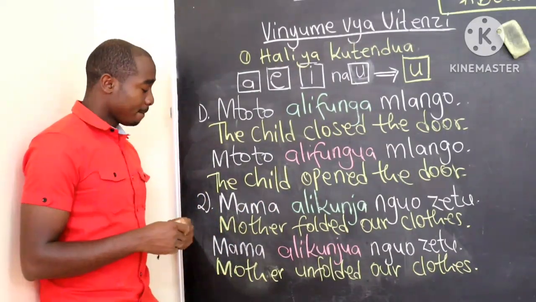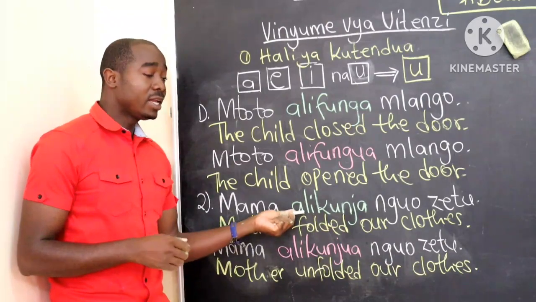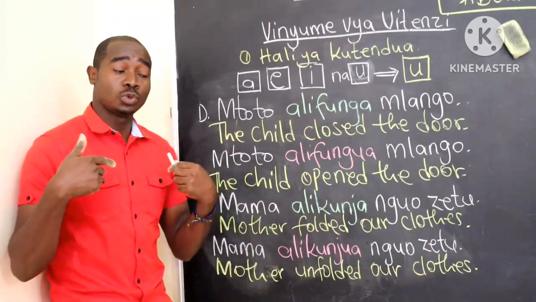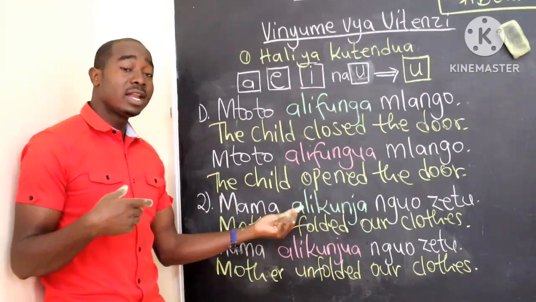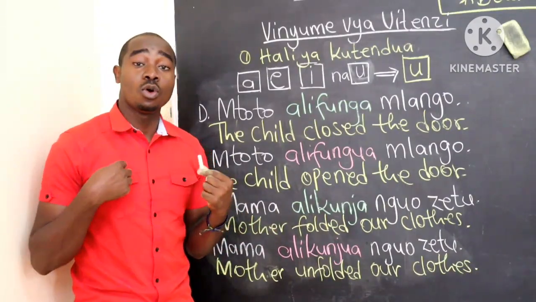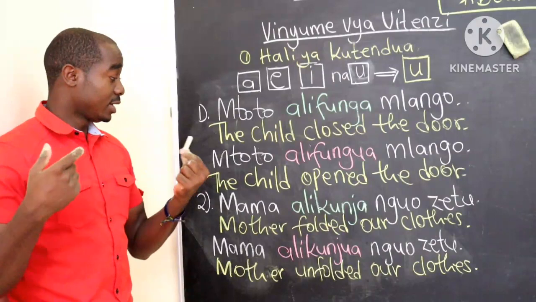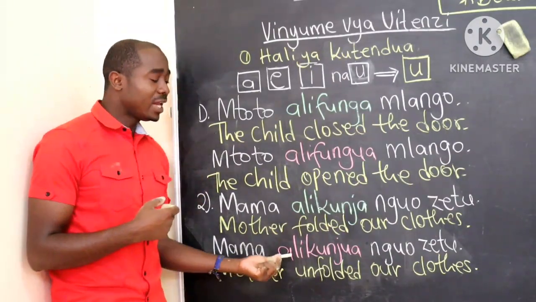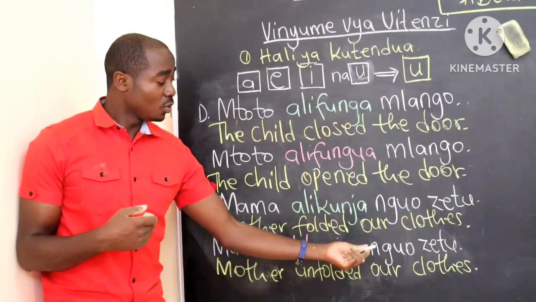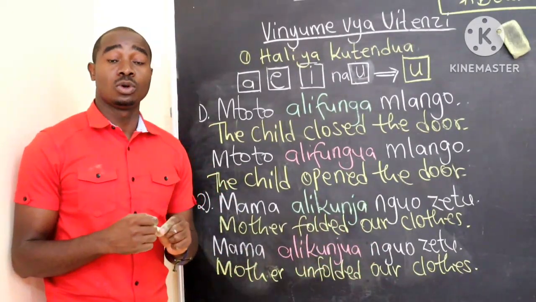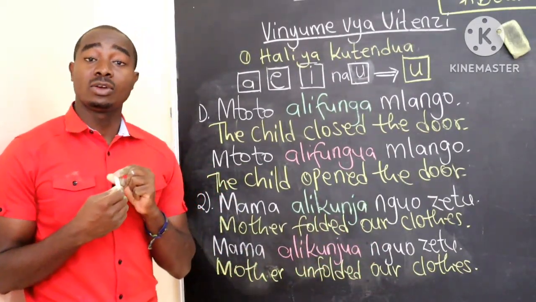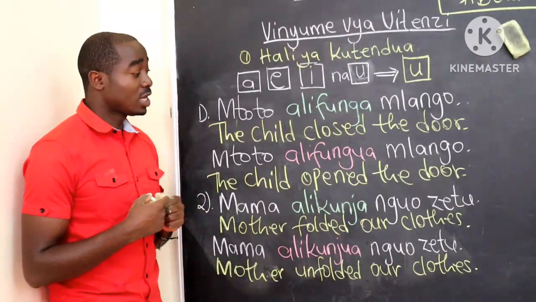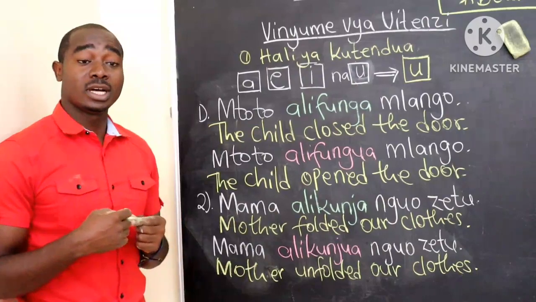Nambari ya pili, mama alikunja nguo zetu. Mama alikunja nguo zetu. Sawa? Kinyume itakuwa mama alikunjua nguo zetu. Mama alikunjua nguo zetu. Sawa? Tutaangalia mfano wa tatu.